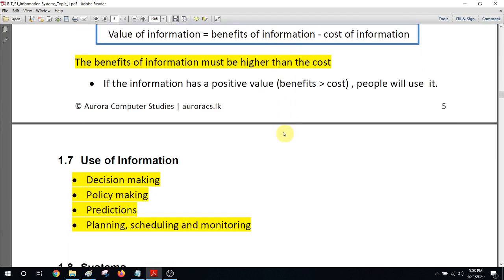So what are the usages of information? There are a lot of usages. These are just some categories, or typical usages: decision making, policy making, predictions, planning, etc. Okay, so that's self-explanatory.